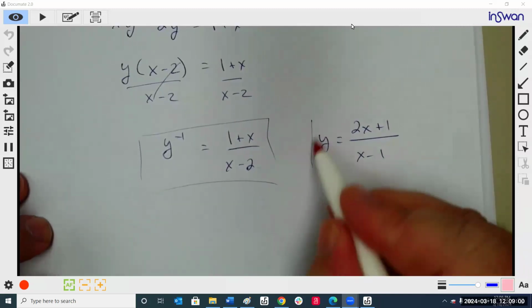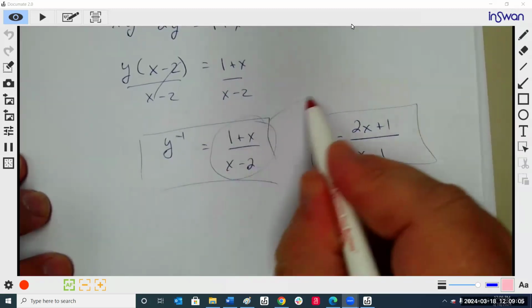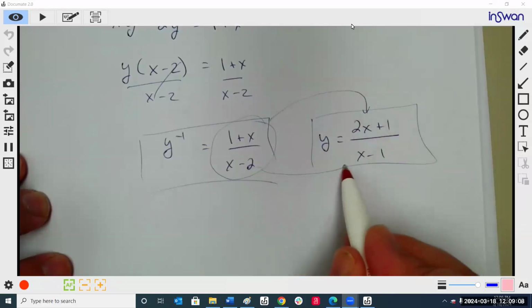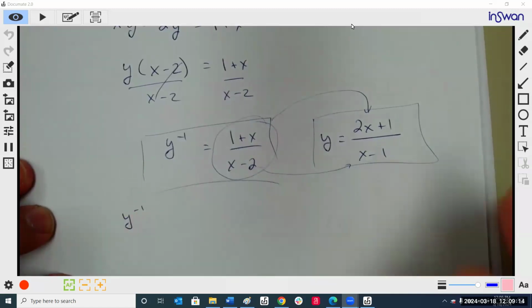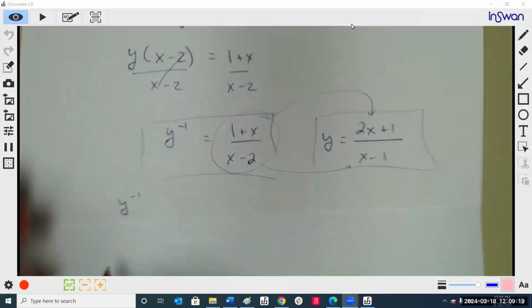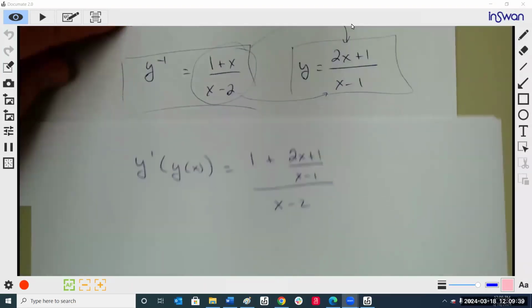Now we gotta do the composite functions. Take this equation, put it in place of x. And then that page. So that equals 1 plus 2x plus 1 over x minus 1 over x minus 2.